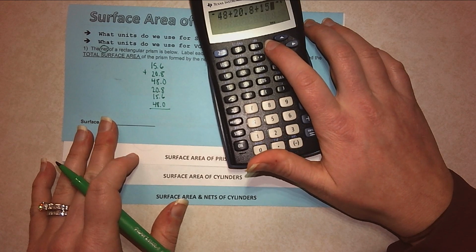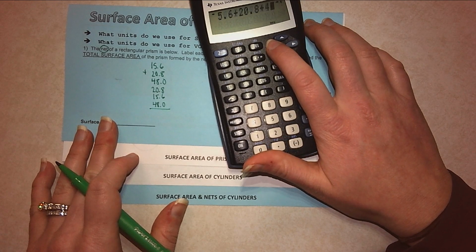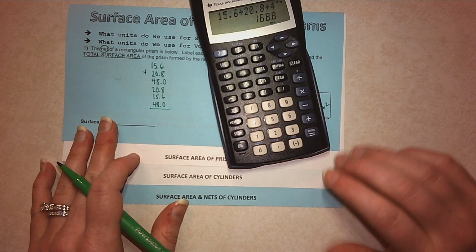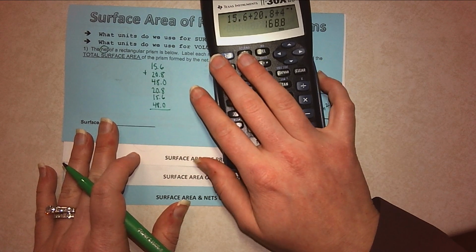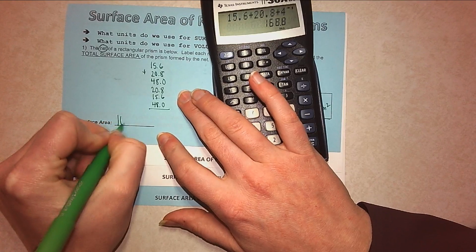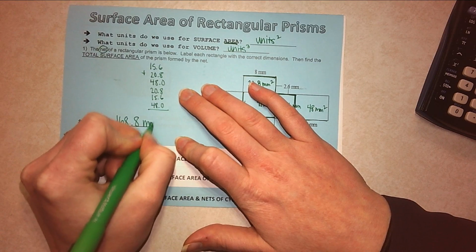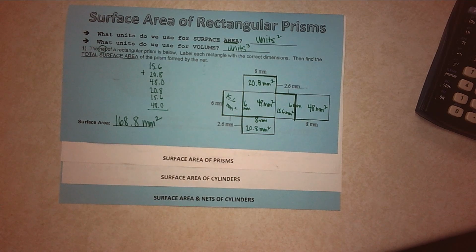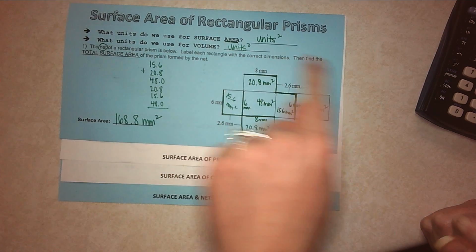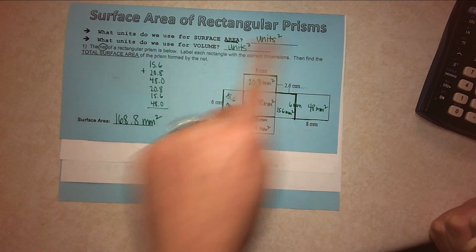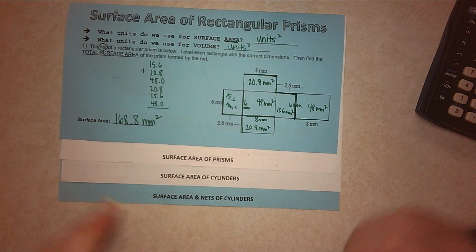I'm going to go back and double check to make sure that I got all of that correct. Looks like I did. When I hit enter, I'm getting a total surface area of 168 and 8/10 millimeters squared. And that is the surface area of this rectangular prism, or the net of the rectangular prism shown here.